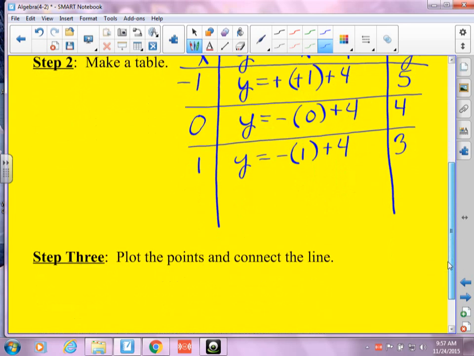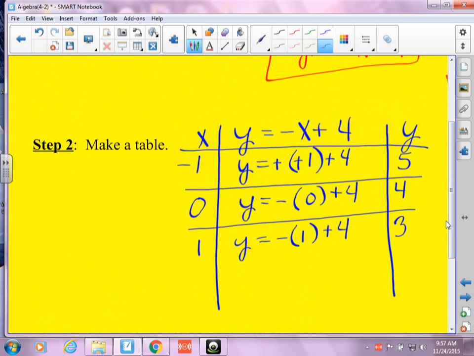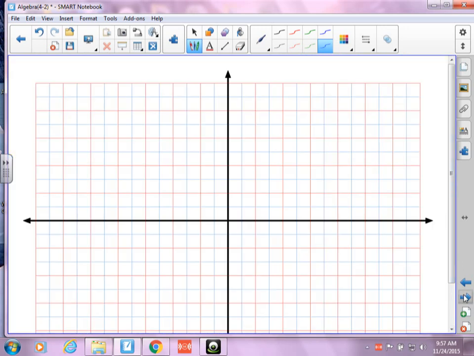All right, now, it says plot the points and connect the line. Let's talk about that. We're going to go to our x and y axes. This is my x. This is my y. Again, you need to darken in your axes. I have graph paper for you if you want to use that. Again, use a highlighter or marker to get that dark. All right. What was our first ordered pair? Negative 1 what? 5. So negative 1, 5. It's right there. And then I have 0, 4, and then I have 1, 3.